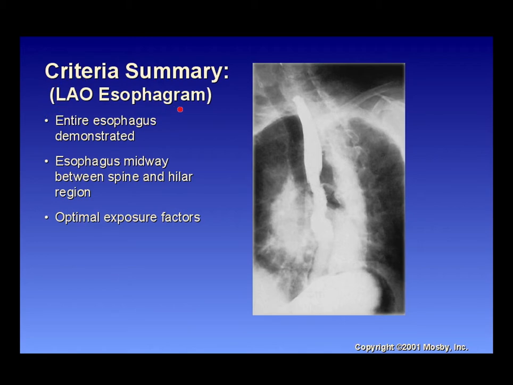So LAO esophagram, the entire esophagus demonstrated. The esophagus is still midway between the spine and the hilar region. So the spine is here, your hilar region right here, and then optimal exposure factor. So you're still obliquing them, moving that esophagus out of the way of the spine.